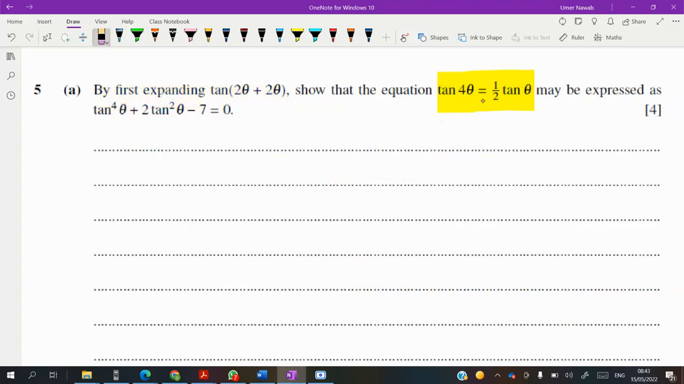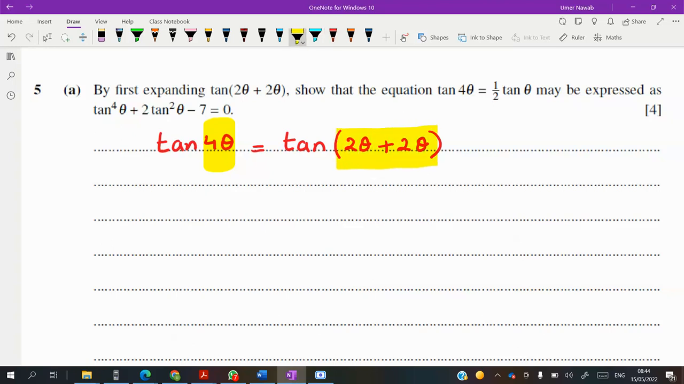So what is the first thing which we have to do, guys? We have to convert tan 4 theta in terms of tan 2 theta. For this, tan 4 theta will be written as 2 theta plus 2 theta. Sometimes the examiner helps the students and gives a starter so that he can move on and get the desired result. So tan 4 theta is equal to tan 2 theta plus 2 theta.